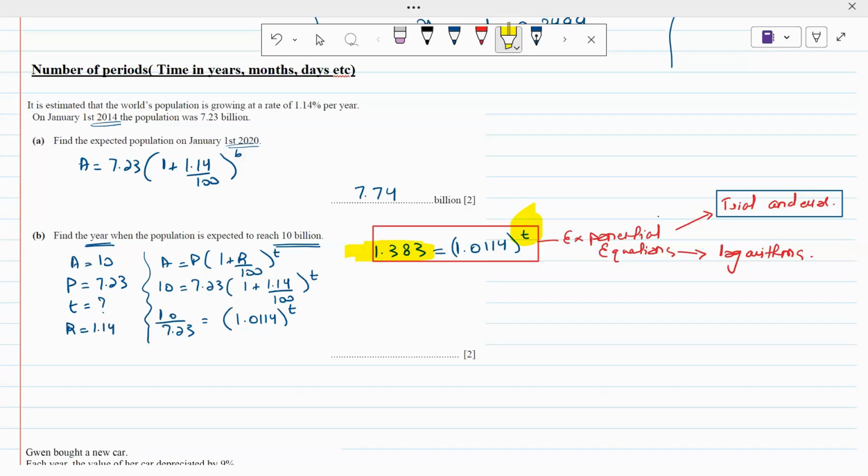So start trying it. 1.0114 raised to the power 5 gives 1.05, which is far away from 1.383. So I'll give a jump to it. For 5, I'm now taking 15. Taking 15, I'm getting 1.18, which is still far away from 1.383. So instead of power 15, I'm taking power 25. You can take these jumps. Now, taking 25 as the power, I'm getting 1.32. I'm getting closer now. 1.32 is closer to 1.38. So I think I have to go 2 or more values ahead.